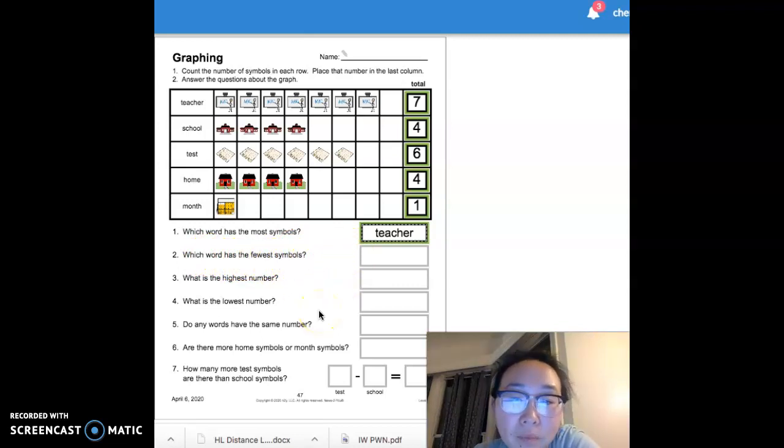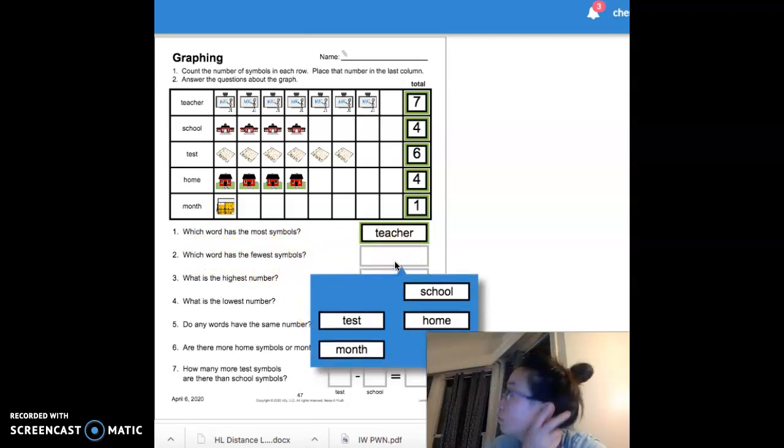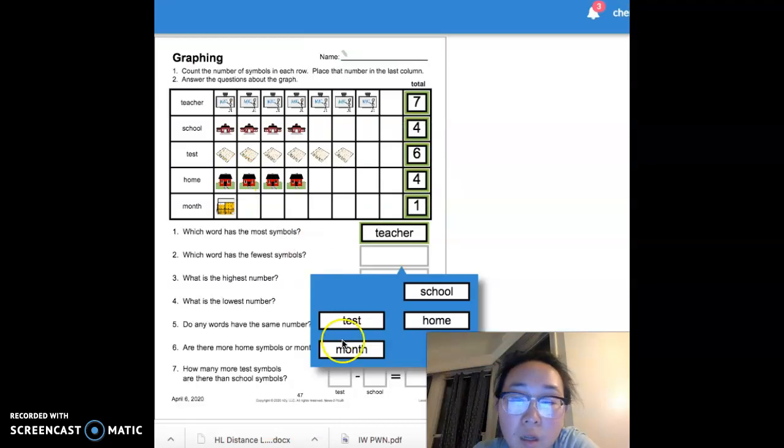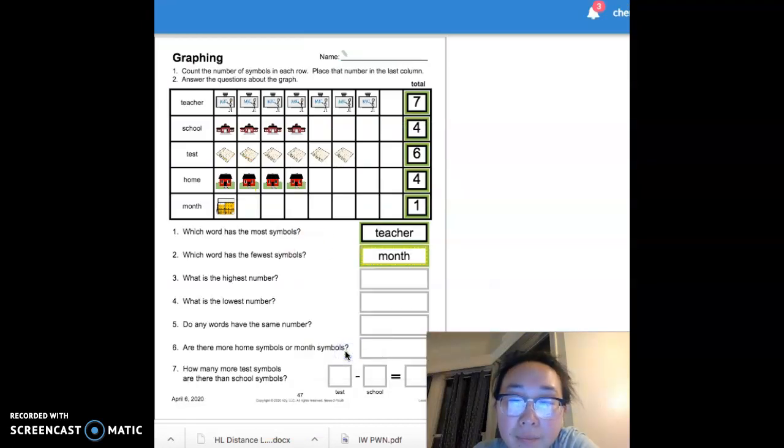Number 2, which word has the fewest symbols? Fewest. The answer is month. I'm sorry. Month. Because month only has 1 symbol.